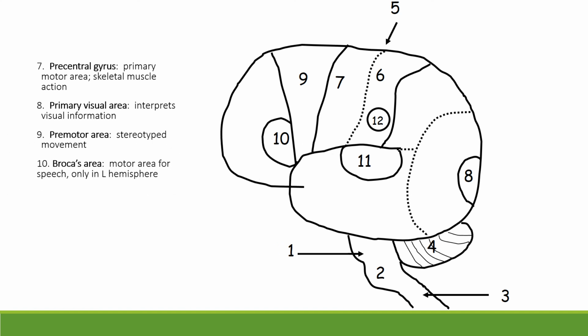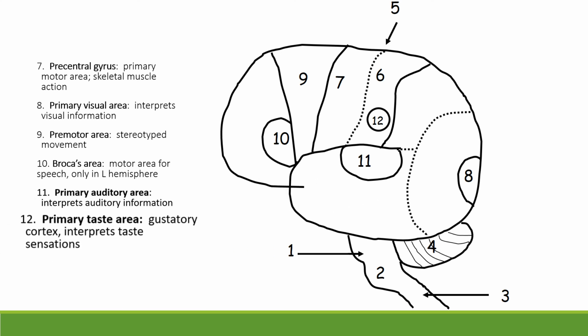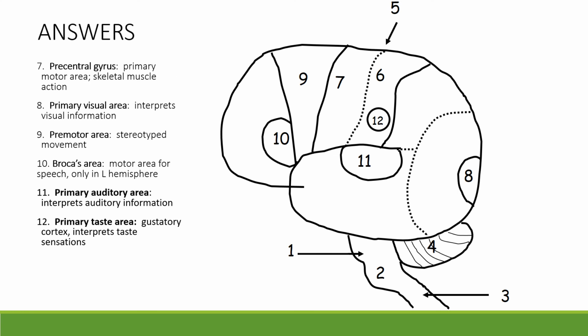Number 10 is Broca's area. It's the motor area for speech, but it's only located in the left hemisphere. Number 11 is the primary auditory area, and it interprets auditory information. And number 12 is the primary taste area. It's the gustatory cortex, and it interprets taste sensations.